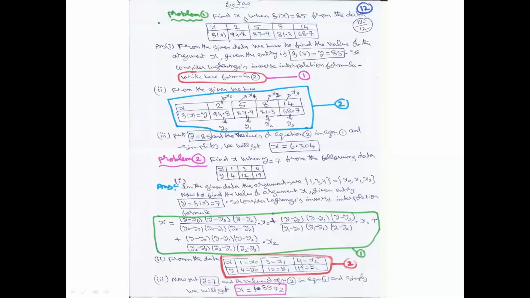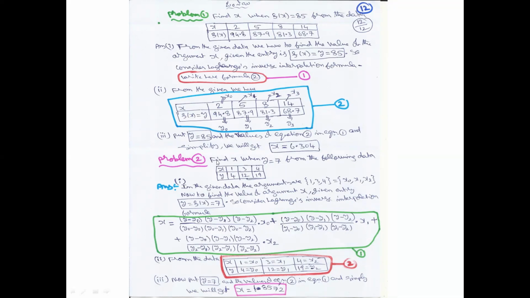That means they ask us to find the value of the argument when the entry is 85. So this problem is based on inverse interpolation. Here they have not mentioned anything. Simply they have given the data. We have to analyze the problem, then we have to apply a suitable formula.